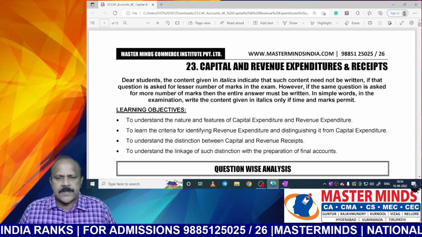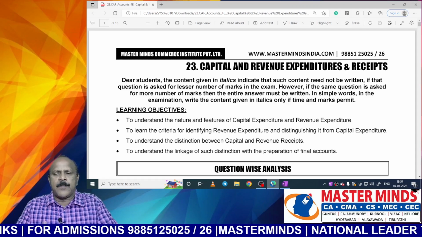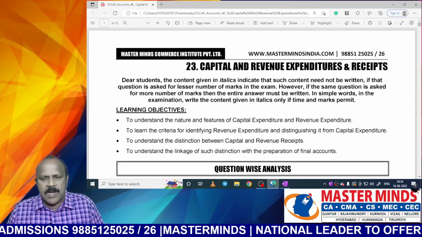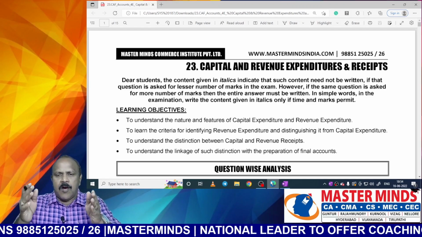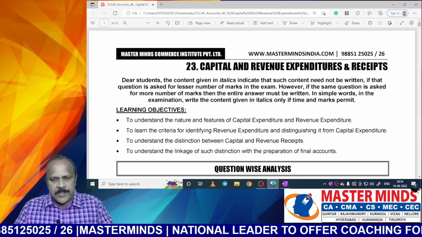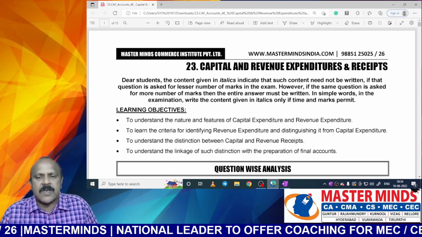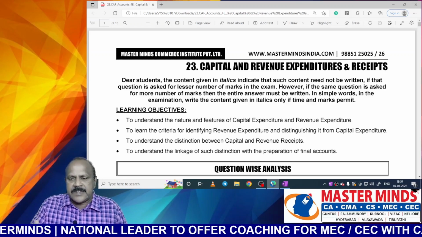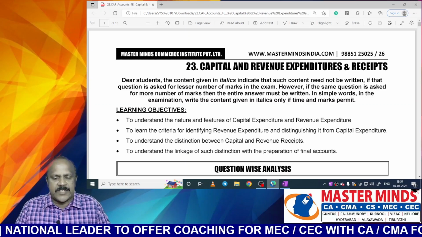Hello students, we are going to commence a new chapter today, Capital and Revenue Expenditures and Receipts. By this title, we can very well know that all the expenditures are classified into two. Some are called capital expenditures, some other are called revenue expenditures and receipts as well, right? We are going to discuss this today, students.